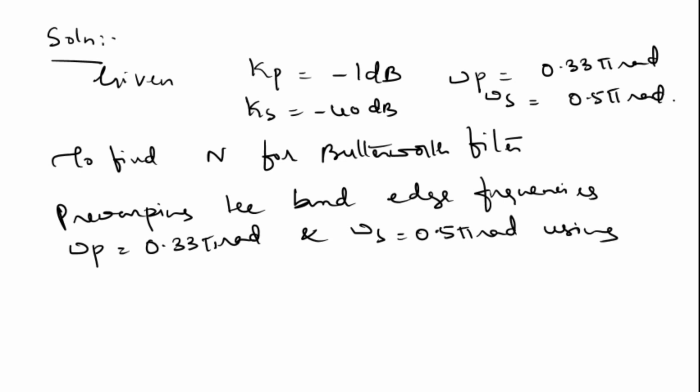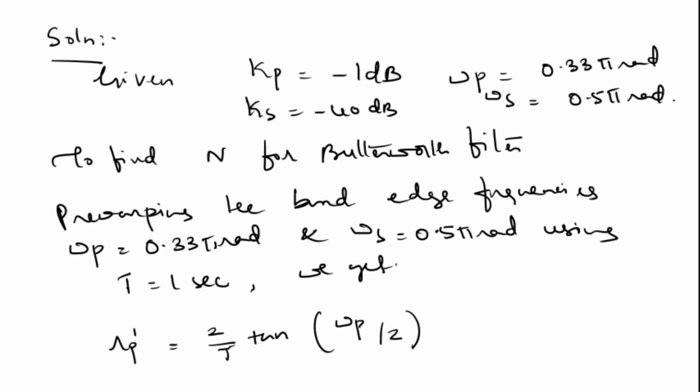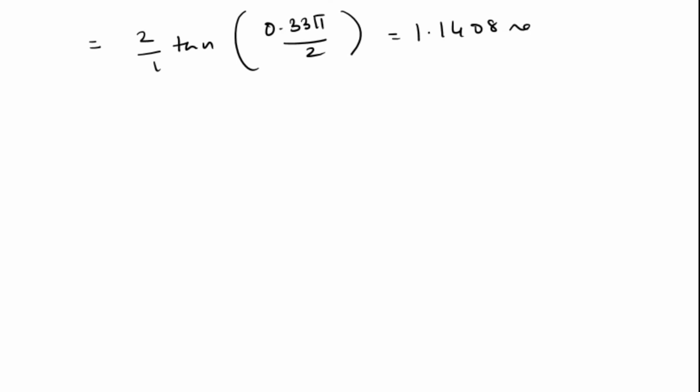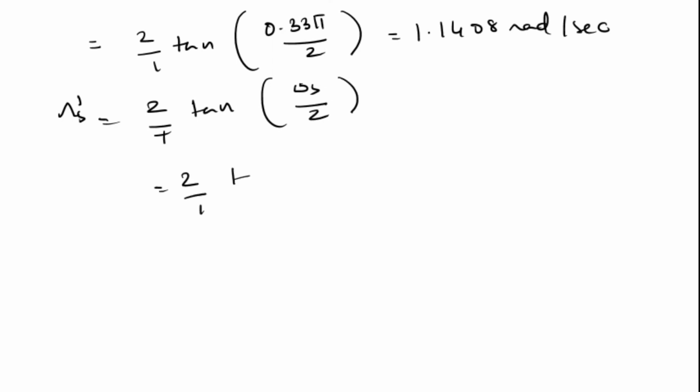Using T is equal to 1 second, we get Ω_p' is equal to 2 by T tan(ω_p/2), which is equal to 2 by 1 tan(0.33π/2), which is equal to 1.1408 radian per second, and Ω_s' is equal to 2 by T tan(ω_s/2), which is equal to 2 by 1 tan(0.5π/2), which is equal to 2 radian per second.